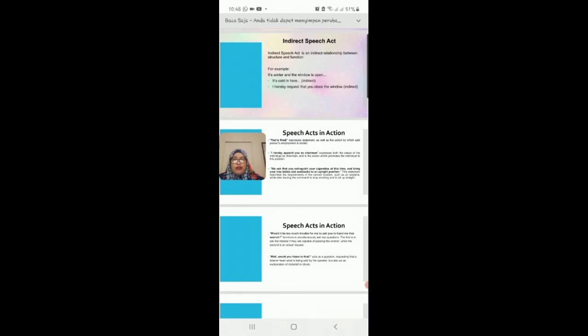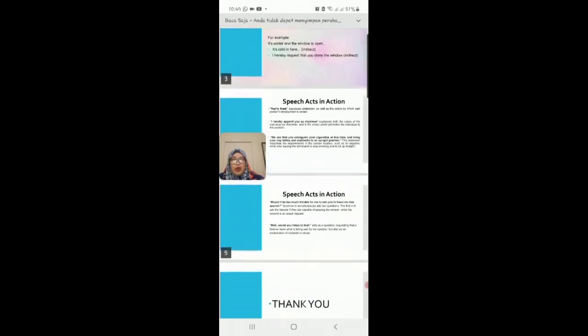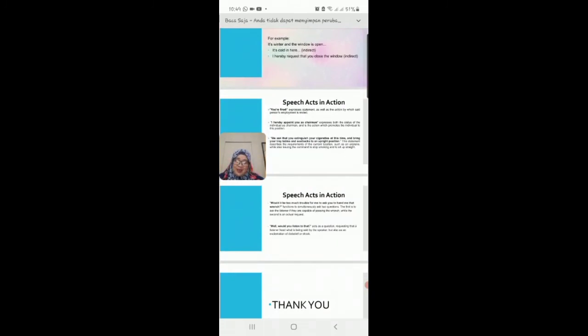Actually, this sentence contains indirect meaning in speech act. I put two examples here. The first meaning is, it's cold in here because now it's winter and the window is open. Automatically, the weather feels cold. Okay, students? And the second meaning of this sentence would be, "I hereby request that you close the window." Because the weather is very cold and the window is open now, the indirect meaning of this utterance is, the person who produced the sentence requests or commands you to close the window. Get the point? Okay.